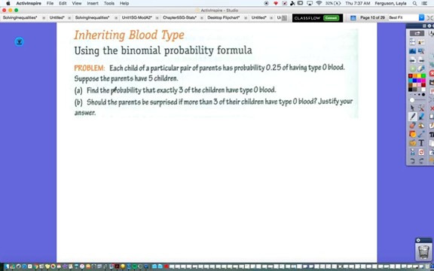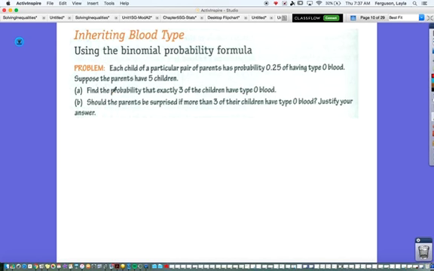So using the binomial probability formula, each child of a particular pair of parents has a 0.25 probability of having type O blood. Suppose the parents have 5 children. A says find the probability that exactly 3 of the children have type O blood. So for A, we want to know the probability that X equals 3.